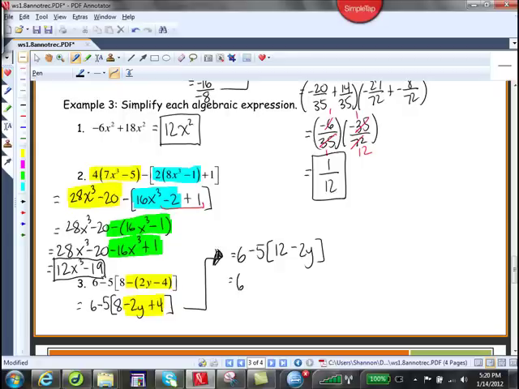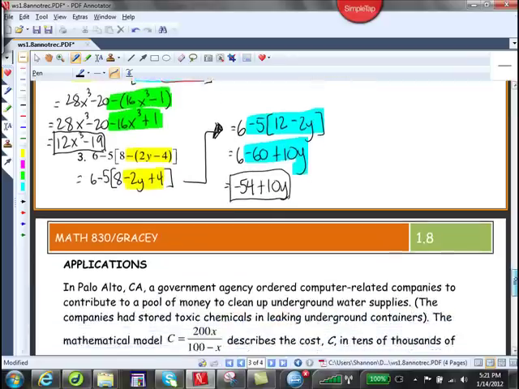Now we distribute the 5 through, so we're going to get a minus 60 plus 10 of those y's. So this guy here resulted in these two terms. And then combining the two constants, we're going to get negative 54 plus 10y. We're all done with that page.